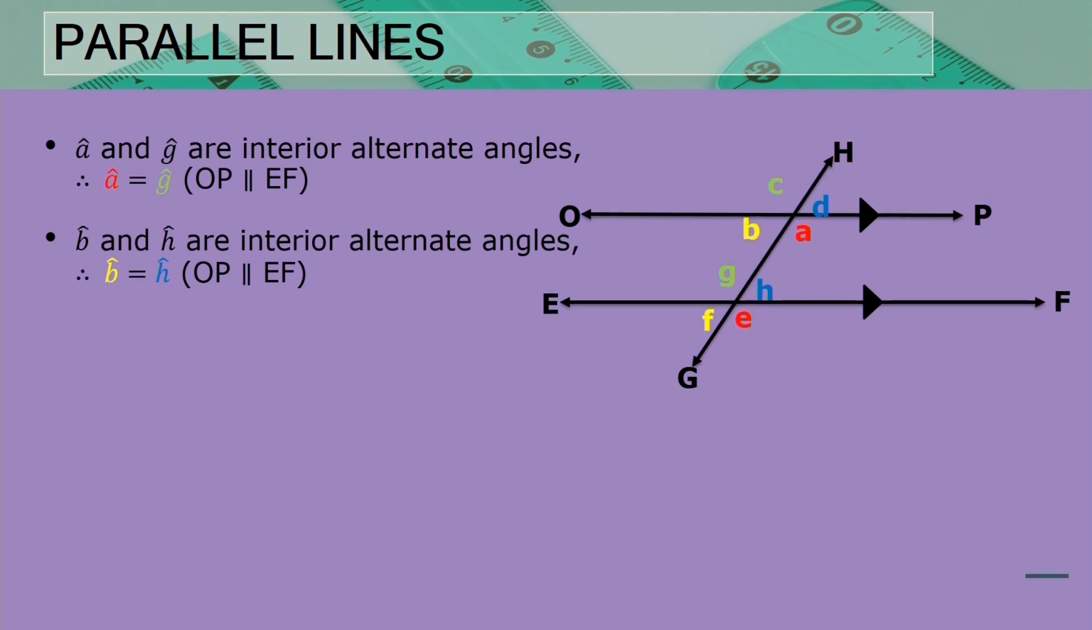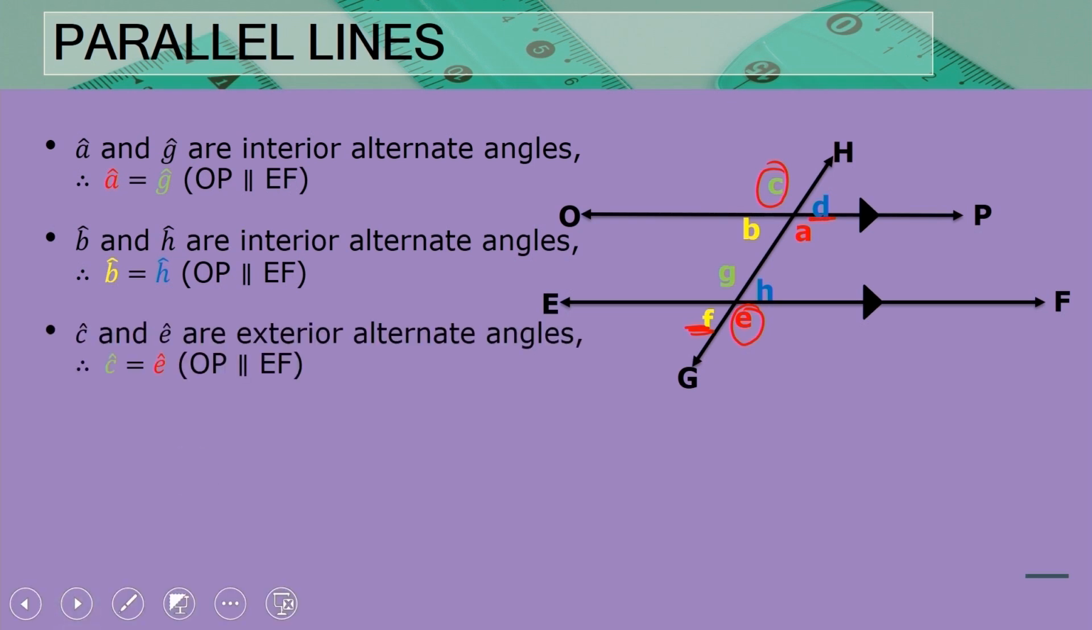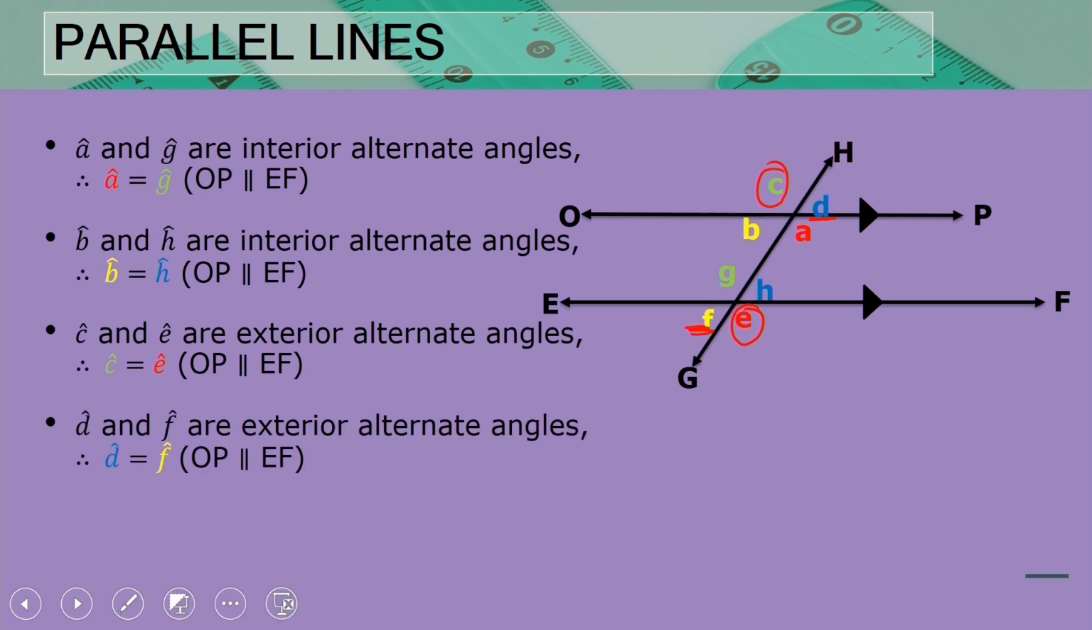Now, when we're talking about exterior alternate angles, they are still on the opposite sides of the transversal, but they are on the outside of the parallel lines. So that would be angle C and angle E. Those are exterior alternate angles, but again, we also have angle F and angle D. They are also on the outside of the parallel lines on opposite sides of a transversal line. So that makes them exterior alternate angles, and they of course are equal.